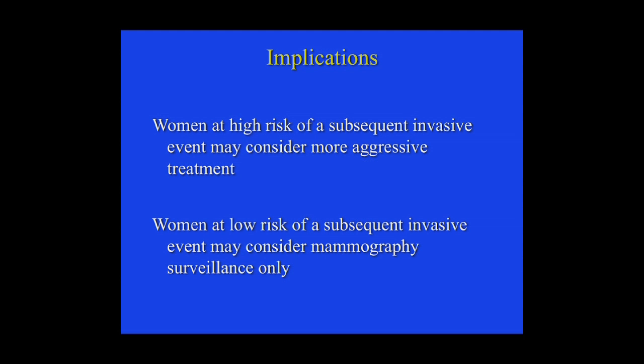The implications are that women at high risk of a subsequent invasive disease may want to consider a full mastectomy and systemic treatment, whereas women that have the signature that says they have a low probability, perhaps they want to watch and wait and see what happens rather than to have a full mastectomy. Each person is individual. Each person has their own risk aversion, just like with playing the stock market, but this gives you more information to make a decision.